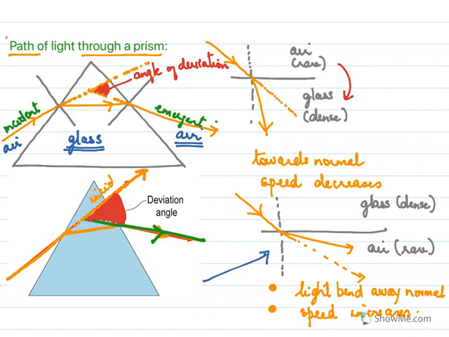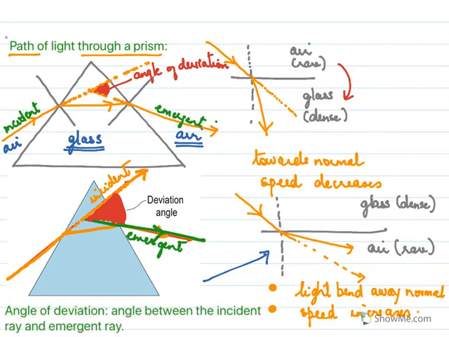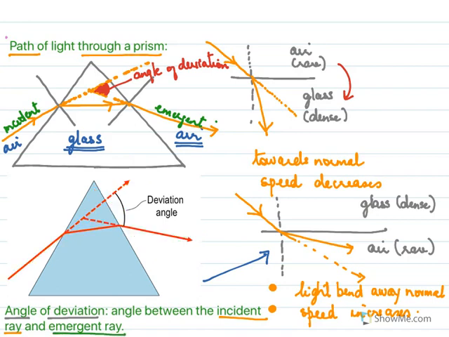So this is the incident ray, and here is the emergent ray. This angle between is the angle of deviation. So if we were to define the angle of deviation, it is the angle between the incident ray and the emergent ray.